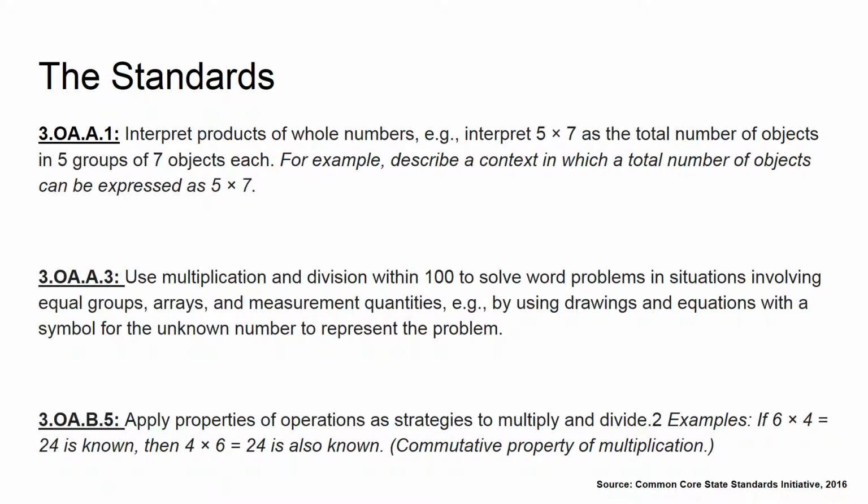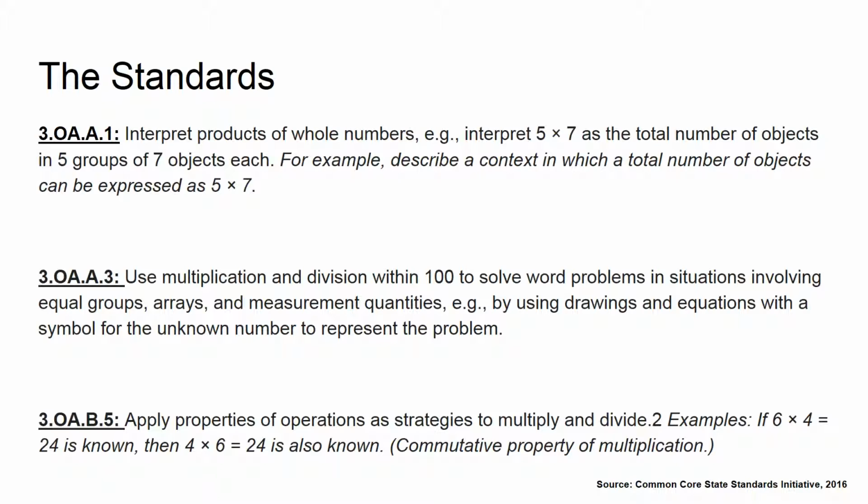There's three main standards that this concept is going to cover. The first one is 3OA-A1, which is when we interpret products of whole numbers as the total number of objects in a certain number of groups. So for example, you have to be able to describe a context in which a total number of objects can be expressed as a multiplication fact. This involves being able to understand that an array represents a multiplication sentence and then how to apply that and be able to provide multiplication stories using those concepts.